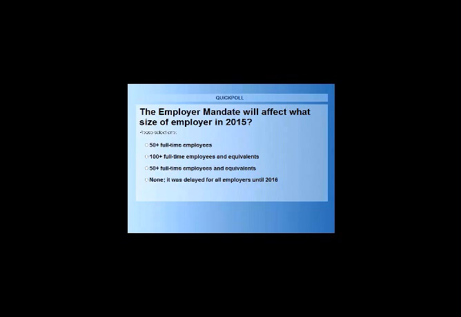All right, so as you can see on your screen, you can begin to go ahead and click which is the right answer, what you think is the right answer. So the employer mandate will affect what size of employer in 2015? Is it A, 50 plus full-time employees, B, 100 plus full-time employees and equivalents, C, 50 plus full-time employees and equivalents, or D, none? It was delayed for all employers until 2016.